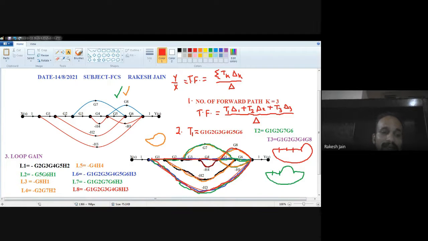Now we see the third step: how to find out the del 1, del 2 and del 3 values. So see very carefully. Totally there are 8 loops. This is a very good question in which there is a little bit of complexity in finding the forward paths and number of loops. Now how to find out the value of del 1, del 2, and del 3.